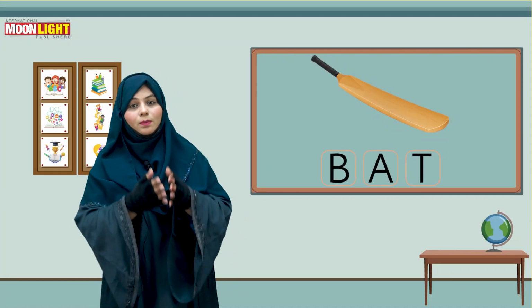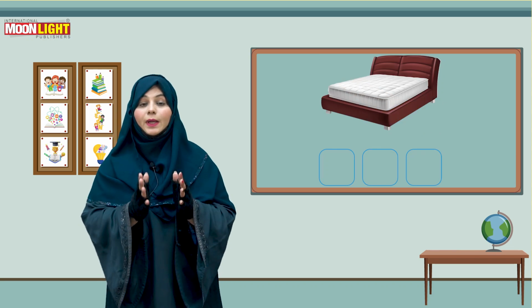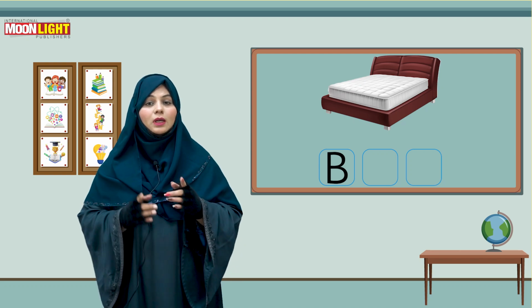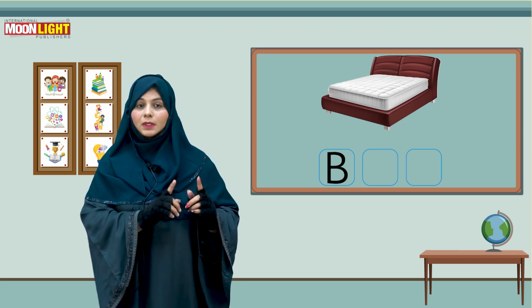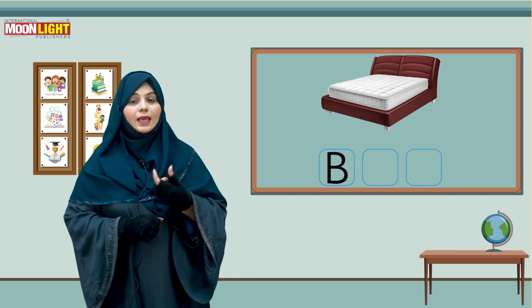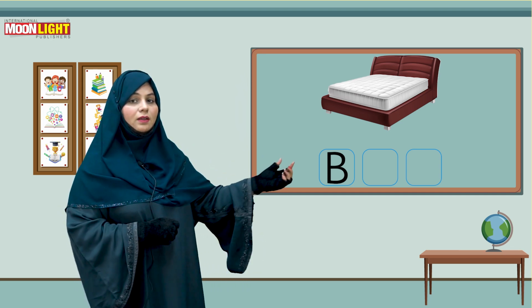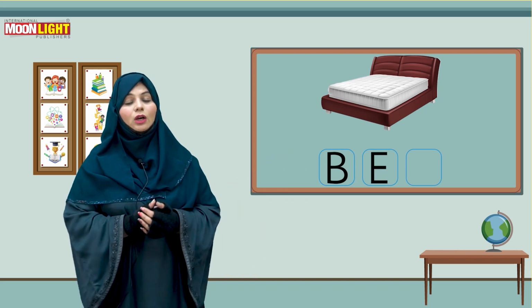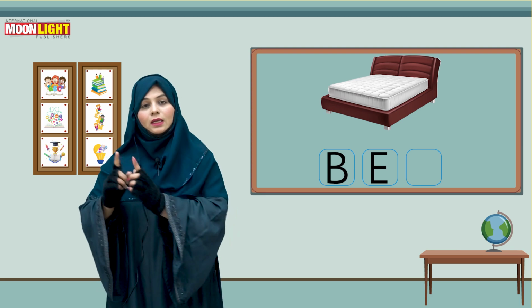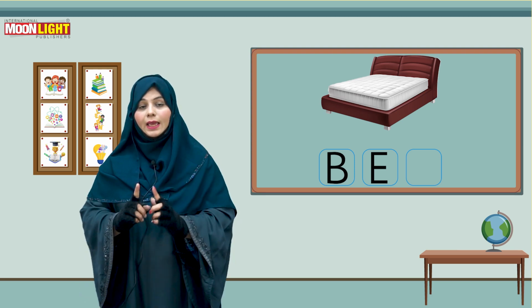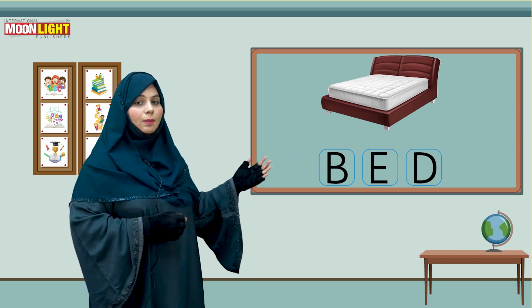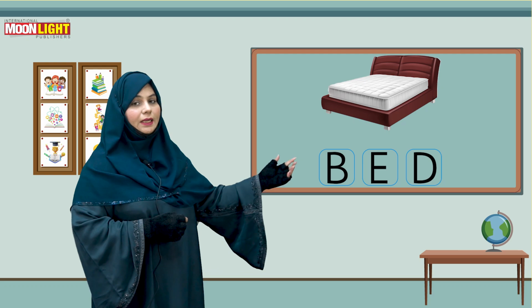Now there is the last picture. This is the picture of bed. Focus on my first sound. Which one is B? B, E, D. Bed. Now focus on the second sound. It's A. Write E in the second block. Now focus on the last sound, which is D. Bed. So write D in the last block.